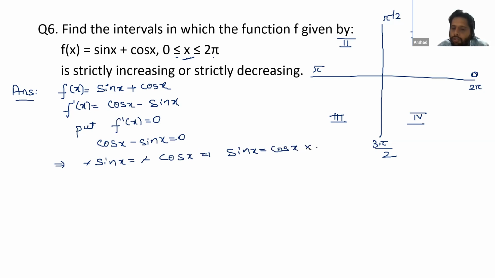We can write cos x into 1 here. Cos x into 1 is again cos x. So now here cos x is getting multiplied with 1. We can shift this cos x to the denominator, so it will get divided, and sin by cos is equal to tan x is equal to 1. Okay. So please raise your hand who understood up to this step.